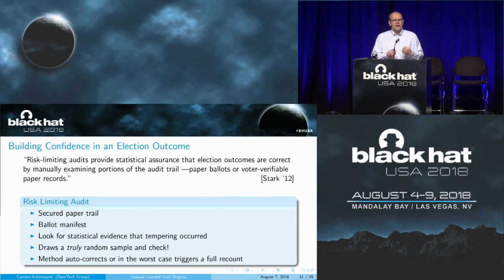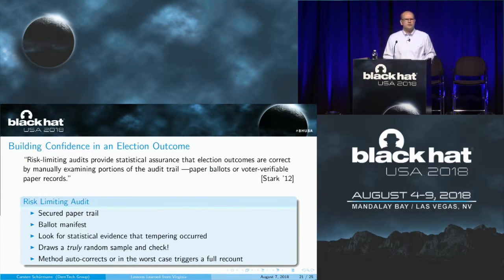Because when you look at the evidence in a statistical way, not the drives, they're not good enough, but the paper, you can actually gain confidence that the election result was correct. There's a technique pioneered by Philip Stark, professor at Berkeley, and his colleague Lindeman, called risk-limiting audits. That requires that you have a secure paper trail, which is much better than an insecure SSD trail.